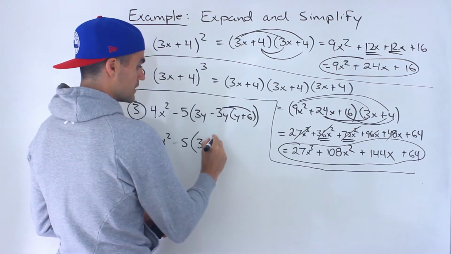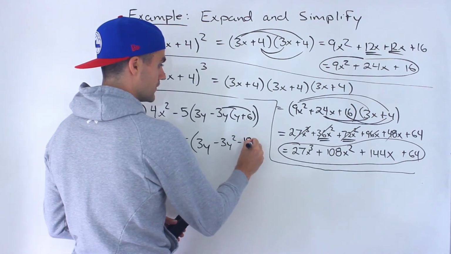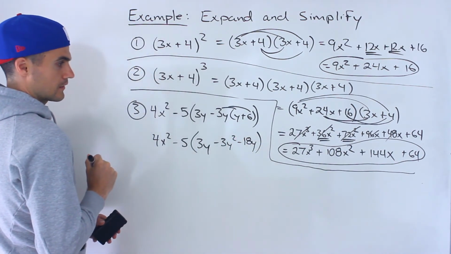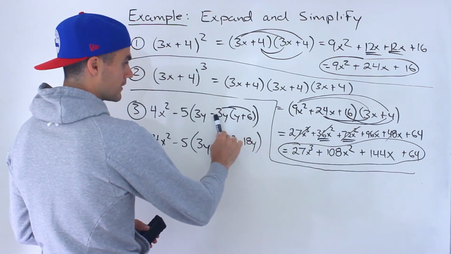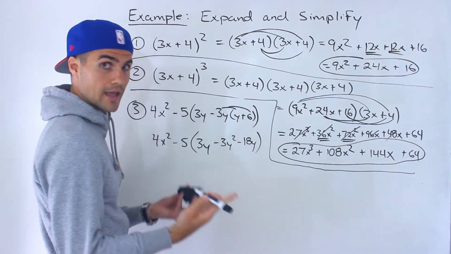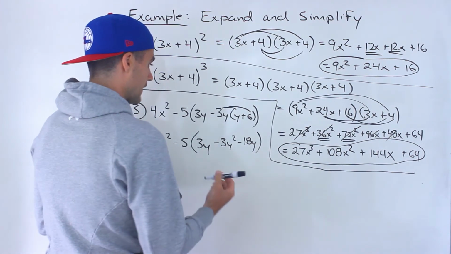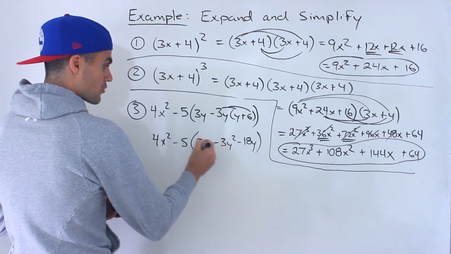that negative 3y. So we'll have minus 3y squared minus 18y, like that. I just took this and distributed it into this small bracket. Negative 3y times y is negative 3y squared. Negative 3y times 6 is negative 18y. And then from here, we could distribute the negative 5 inside this bracket.